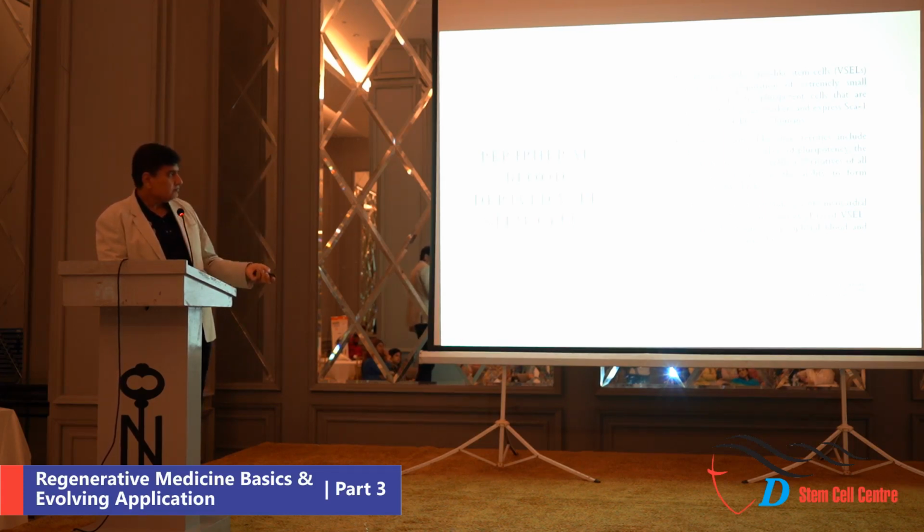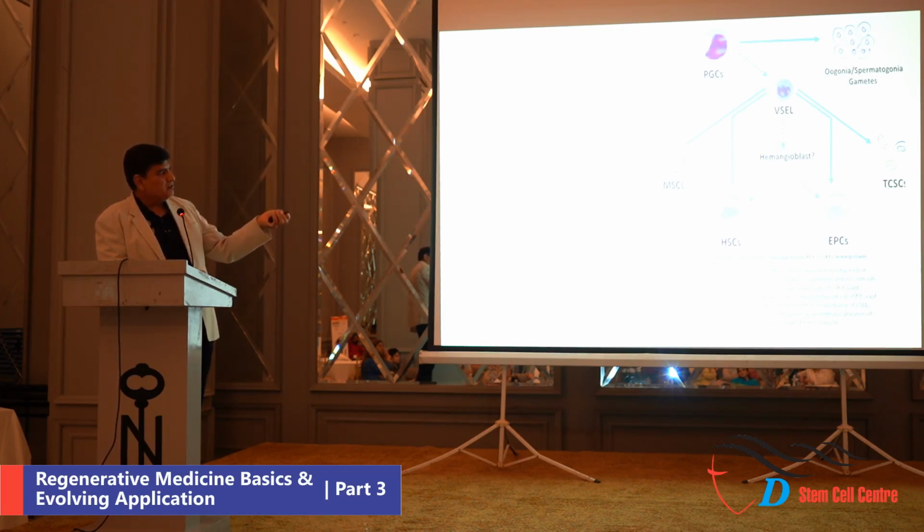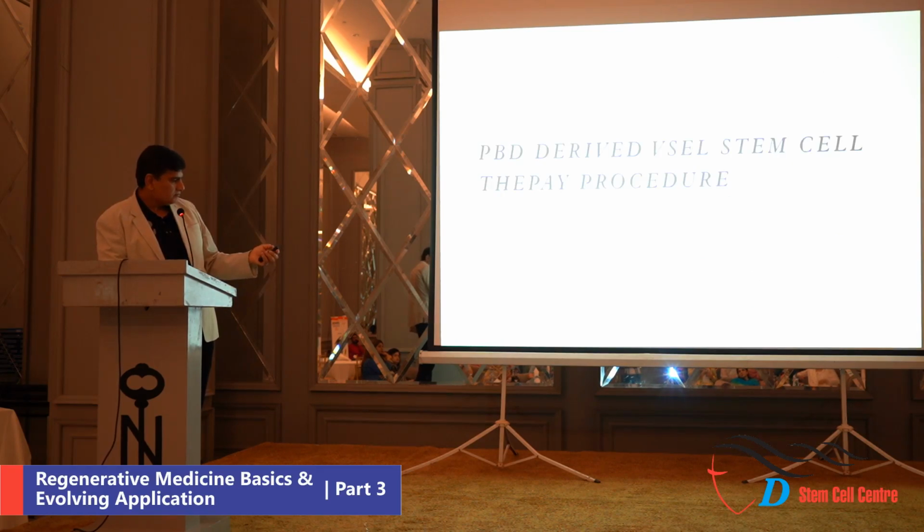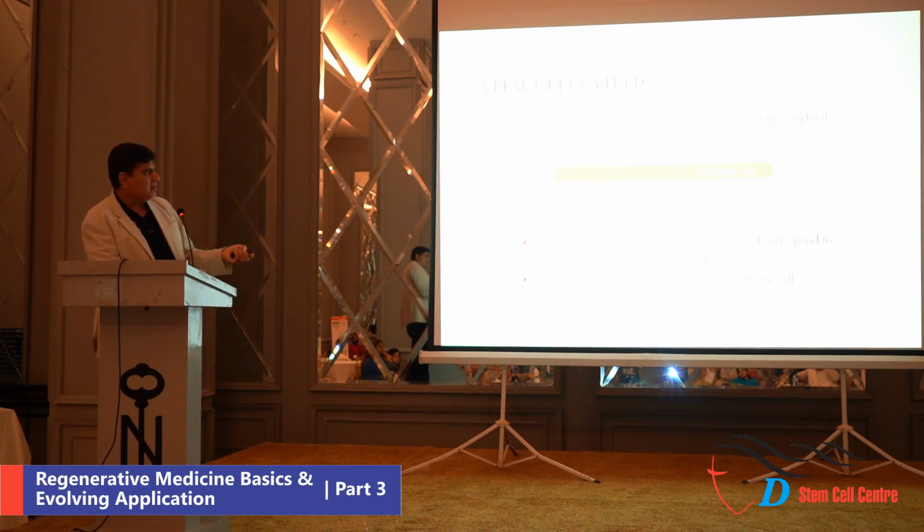Right? This is the proposed hypothesis: from primordial germ cells, very small embryonic-like stem cells are produced, which through an intermediate, the angioblast, can produce hematopoietic stem cells, endothelial progenitor cells, mesenchymal stem cells, and tissue-specific stem cells. Right? How is this procedure done?